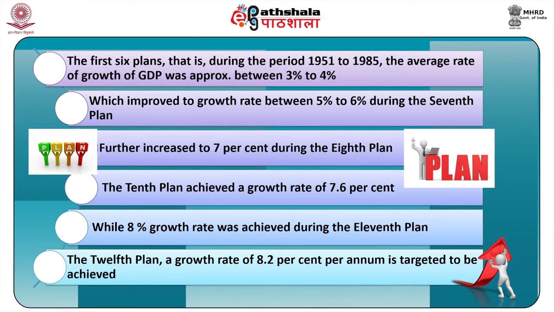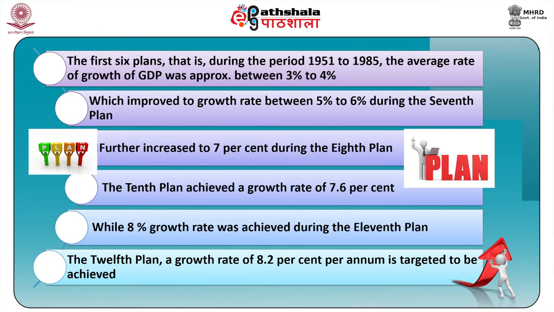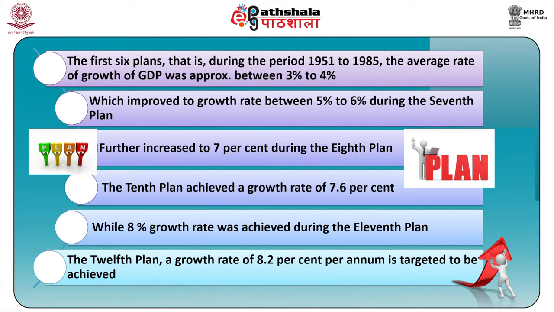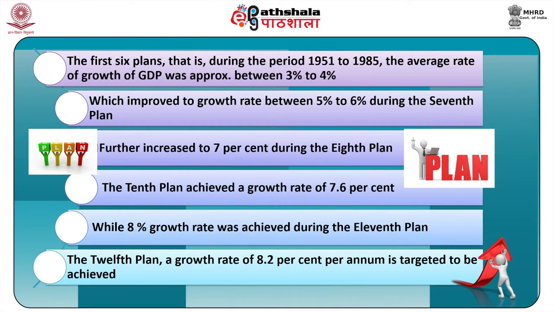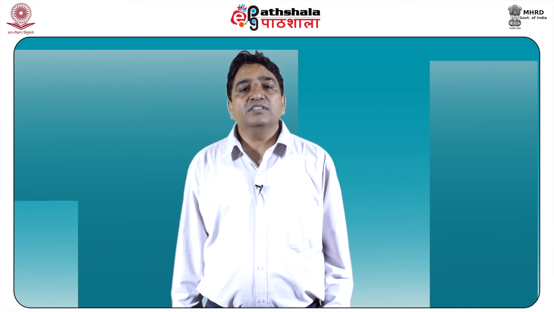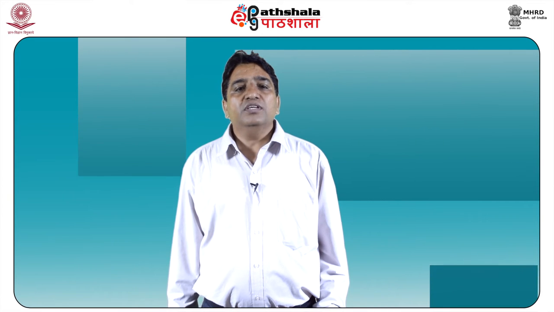The average rate of growth of GDP was approximately between 3 to 4%, which improved to a growth rate between 5 to 6% during the 7th plan and further increased to 7% during the 8th plan. The 10th plan achieved a growth rate of 7.6%, while 8% growth rate was achieved during the 11th plan. With regard to the 12th plan, a growth rate of 8.2% per annum is targeted to be achieved. So more or less, the 5-year plans have managed to achieve the targeted growth rates fixed for the Indian economy. The growth rate of per capita income has also increased since the advent of planning in India. However, this growth rate started to increase only after the 4th plan.